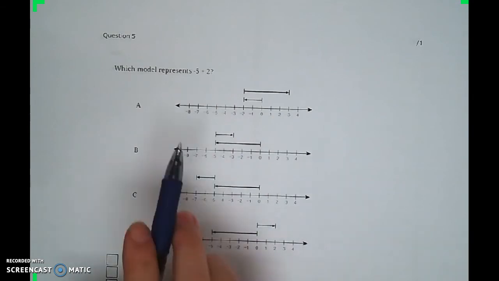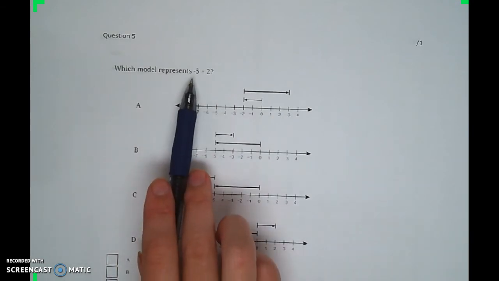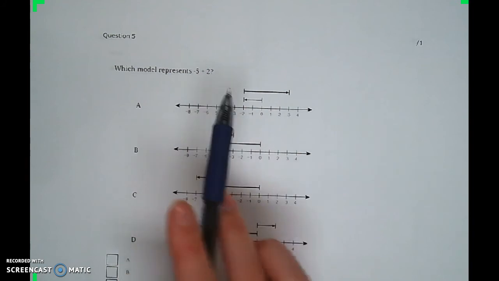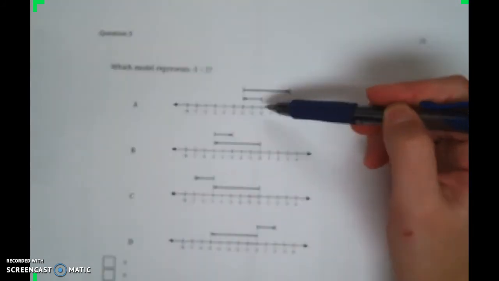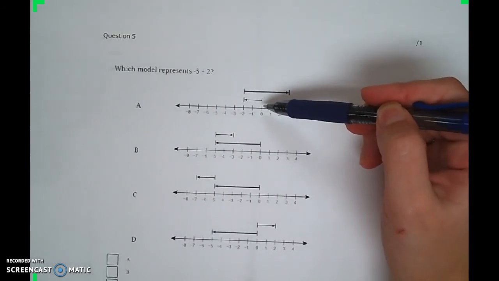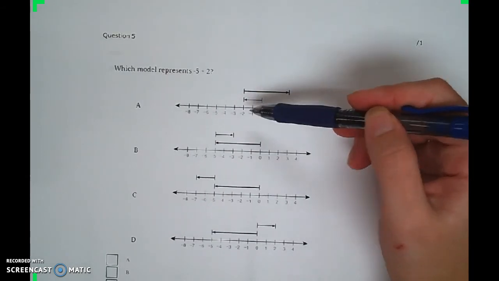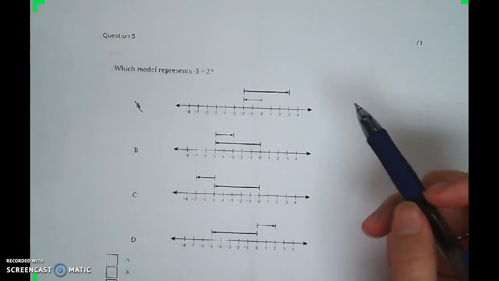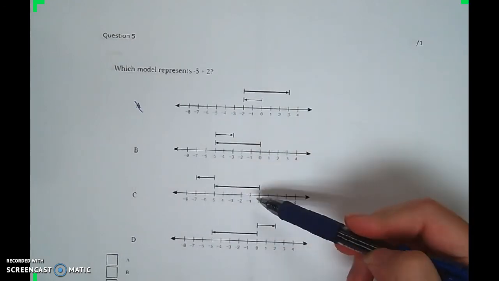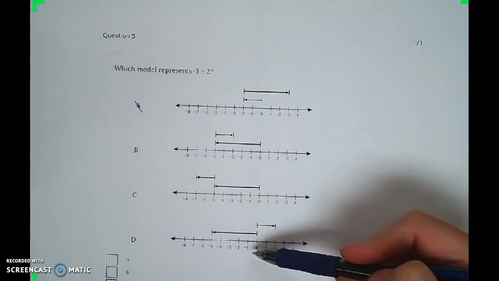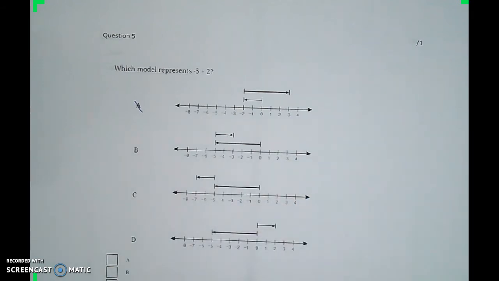Question number 5 is asking which model represents negative 5 plus 2. So we always start at 0, and we want to go in the negative direction, which is to the left 5. This one goes to the left 2. That's not going to work, so we can eliminate that one. This one goes to the left 5, which is good. This one goes to the left 5, and this one goes to the left 5. So far, B, C, and D are still good answer options.